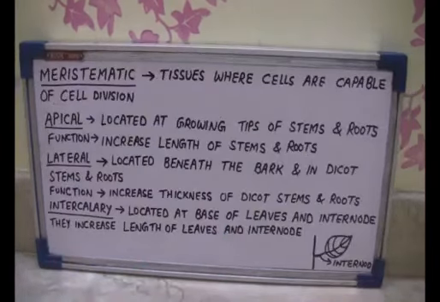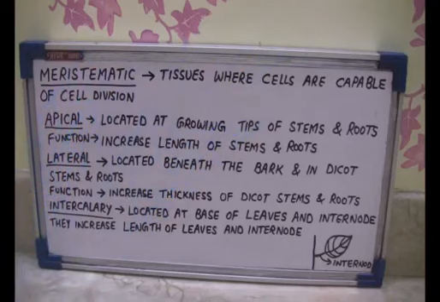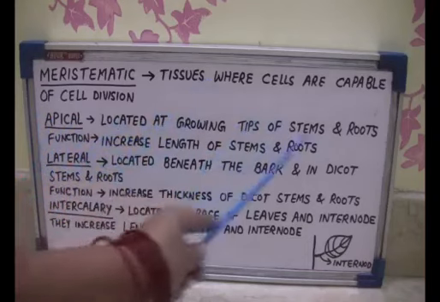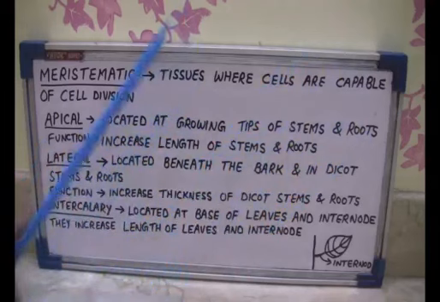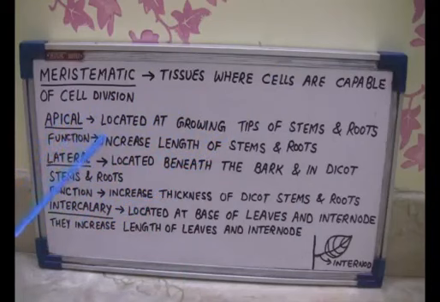Okay, first we will discuss what are meristematic tissues. Tissues where cells are capable of cell division are meristematic tissues. And as we discussed earlier, meristematic tissues are of three types: apical, lateral and intercalary. Apical tissues. Now these apical meristematic tissues are located at growing tips of stems and roots. And as they are located at growing tips of stems and roots, their main function is to increase the length of those stems and roots.